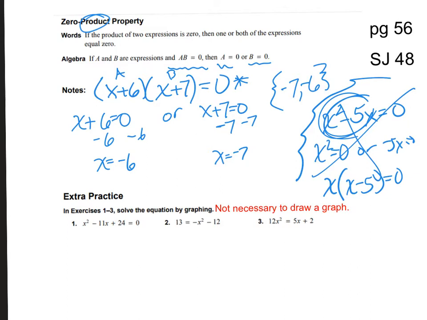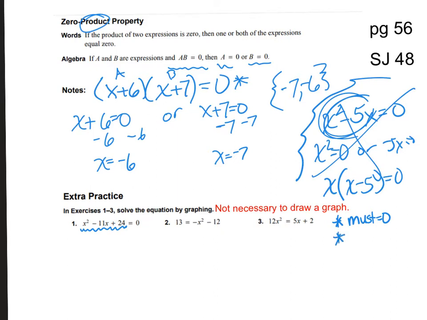Now for number 1, 2, and 3, you're going to use Desmos to find the solutions, and you do not have to draw the graph. I've typed that in red. There's a couple things I want you to remember. First of all, this equation must equal 0 before you can type it into Desmos. And all you have to type in is what's on the left side of the 0 or the right side, depending on where you put it. So this is equal to 0. You're going to type x squared minus 11x plus 24 into Desmos to see the solutions.